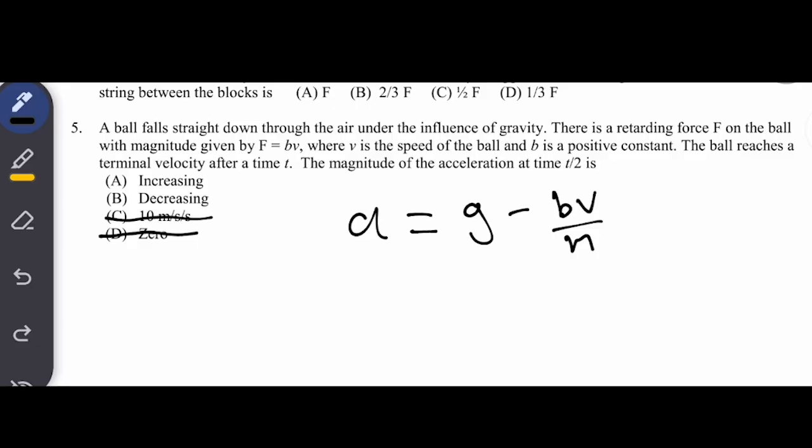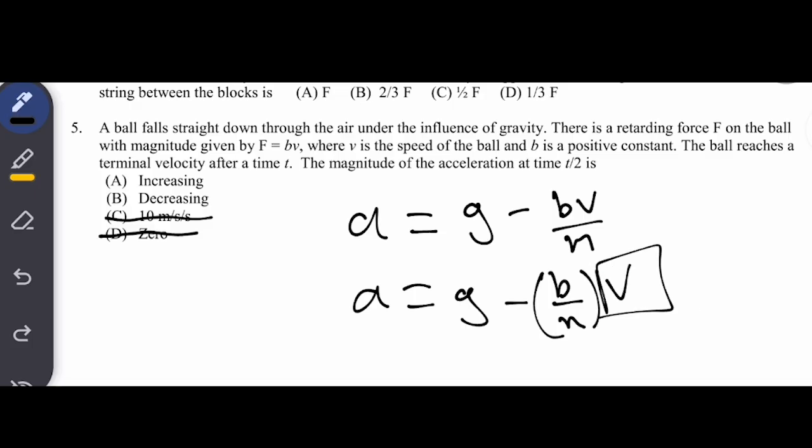And as we can see, our relationship, as we said earlier, is acceleration is equal to gravity minus bv over m, where b is a positive constant and v is the velocity. And if we manipulate this equation just a tiny bit and rewrite it as acceleration is equal to gravity minus b over m multiplied by velocity, which is just the same thing, but now we're getting the velocity by itself, because velocity is a big thing in this problem.